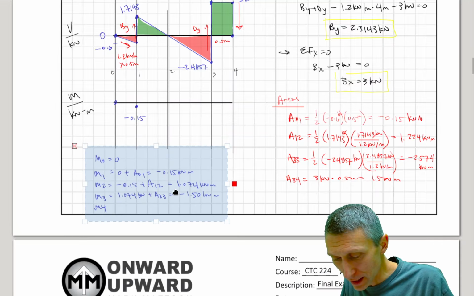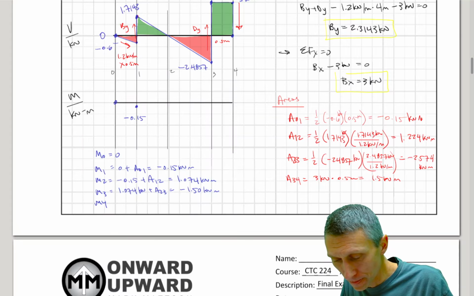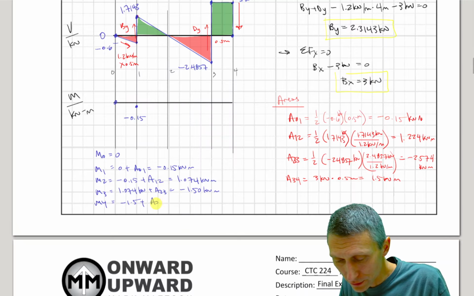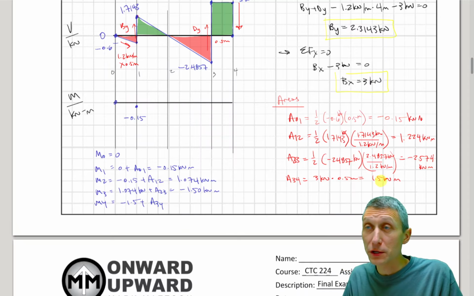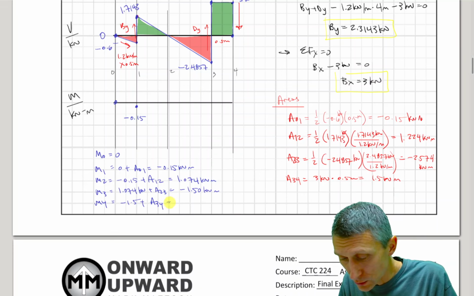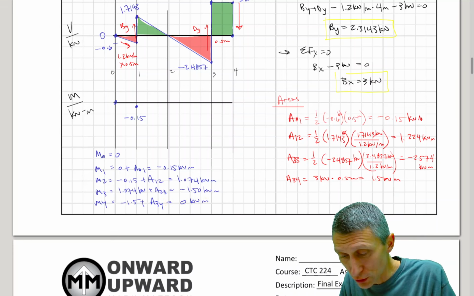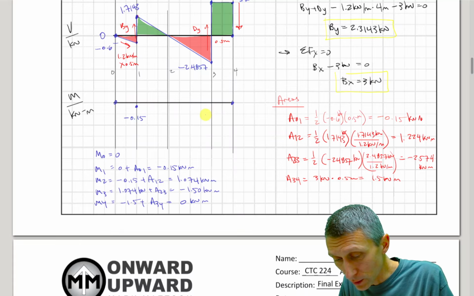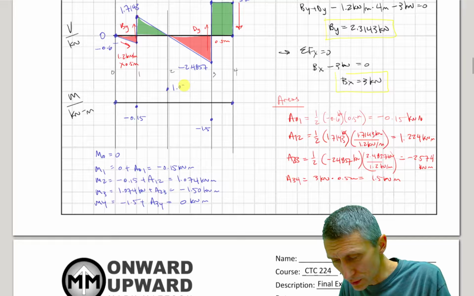And then M4, and maybe I'll just move this all up a hair. M4 is going to equal minus 1.5 plus A34, and what you can see is A34 is plus 1.5, so that's going to go back to 0 kilonewton meters. So we end up at 0 here. We're down at minus 1.5 here, and we were up at 1.074 here, 1.074 kilonewton meters.